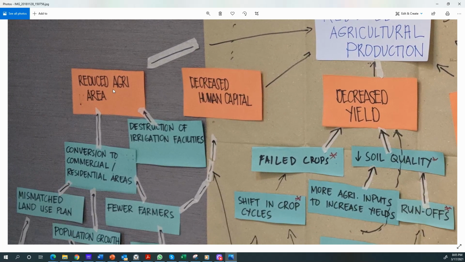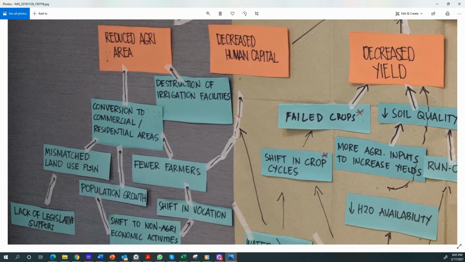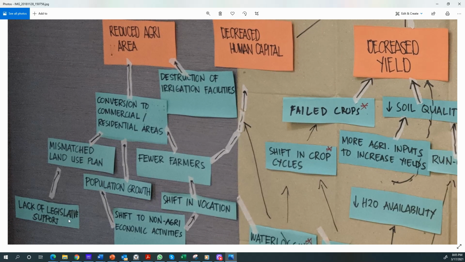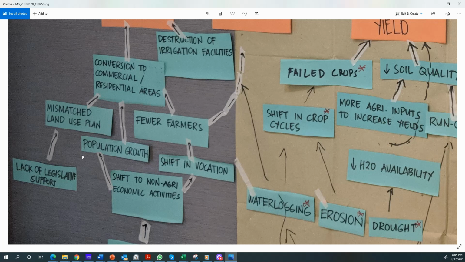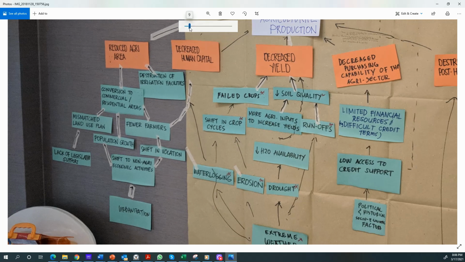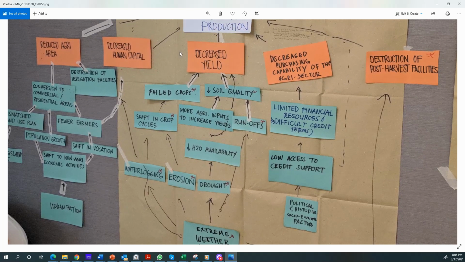Let's look at reduced agricultural area. Why? Well, conversion to commercial residential areas, destruction of irrigation facilities, mismatched land use planning, population growth, lack of legislative support, and so forth. So you can see that this is a very comprehensive problem tree. And some of these things clearly in the roots, the direct drivers and then the indirect drivers, some of these things we may be able to address, and some of these things we may not be able to address.